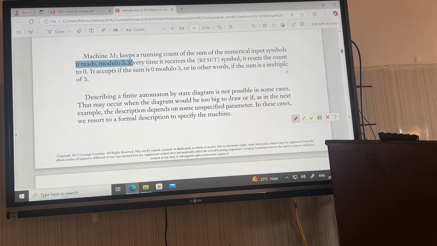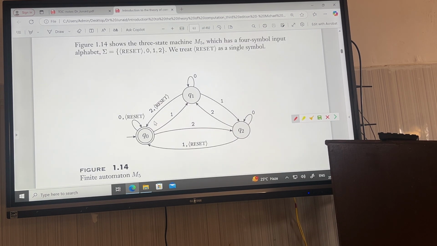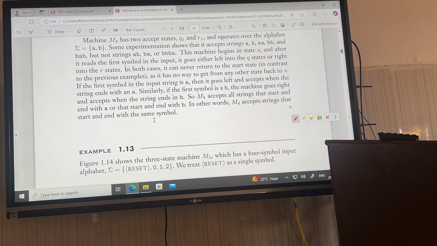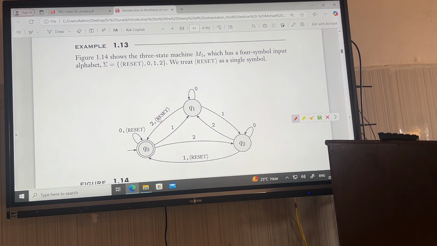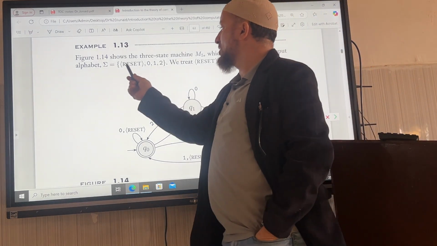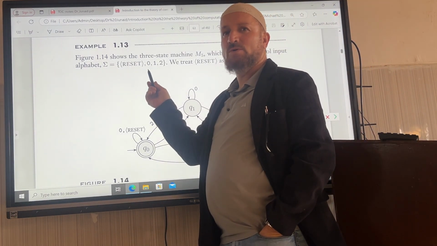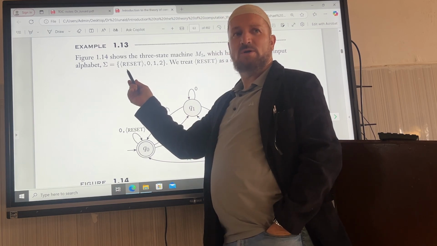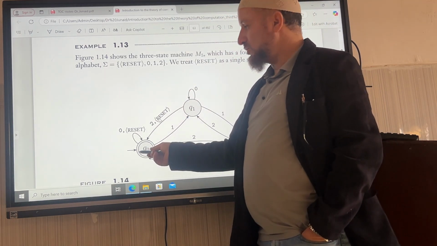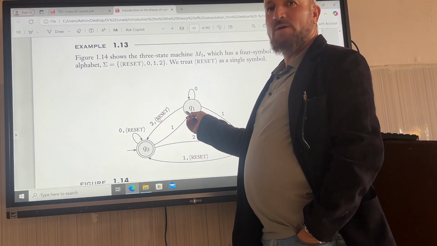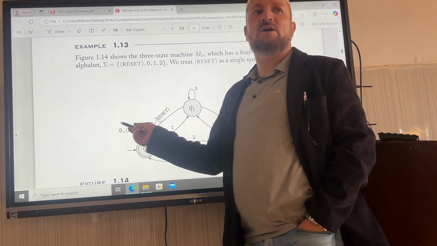It reads modulo 3. Every time it receives a reset symbol, it resets the count to 0. ठीक है ना? अगर यहाँ पे reset symbol करेगा ये, because we also have a reset here, ना? Because in our sigma there is also reset other than 0, 1, 2. Reset is a single input which every time resets the counter to 0. So if it has gone to 1 and it resets, क्या बनाएगा इसको? 0.